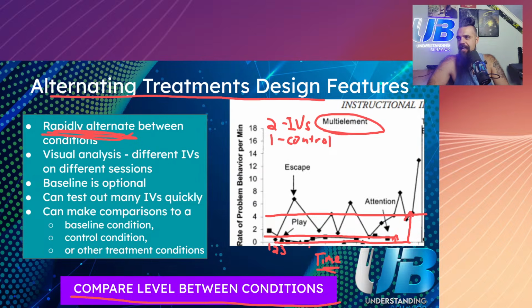Couple questions from chat. Is play always the control condition? Yes. Play is always control. Alone is not a control condition. It's a test for automatic reinforcement, so it's not a control condition. Another question: should they be different response classes? No, we're looking at the same response class for all these conditions. Same DV. The alone condition is not a control condition.